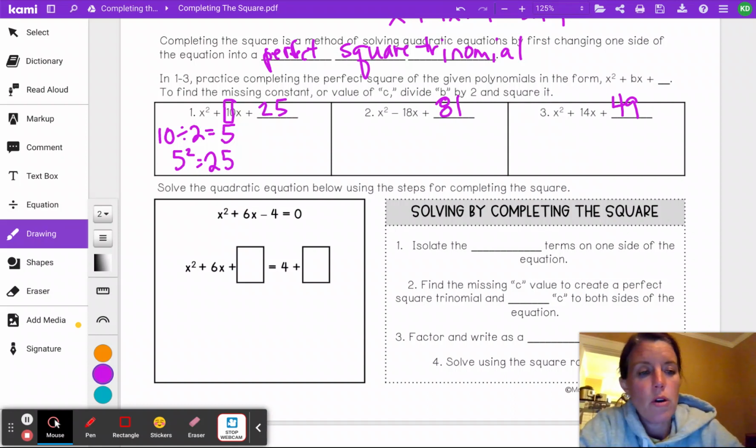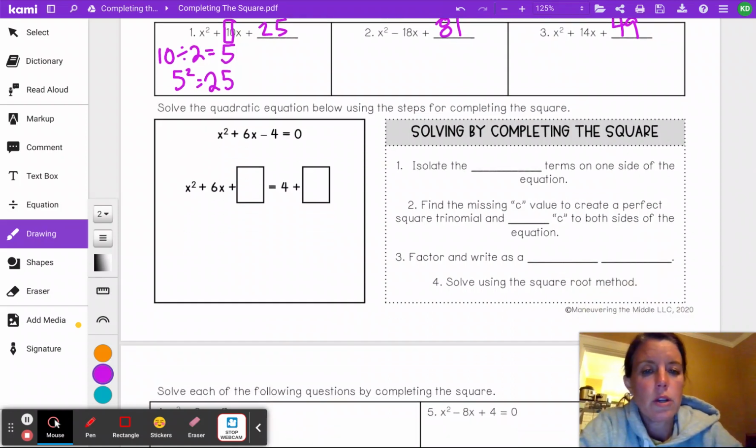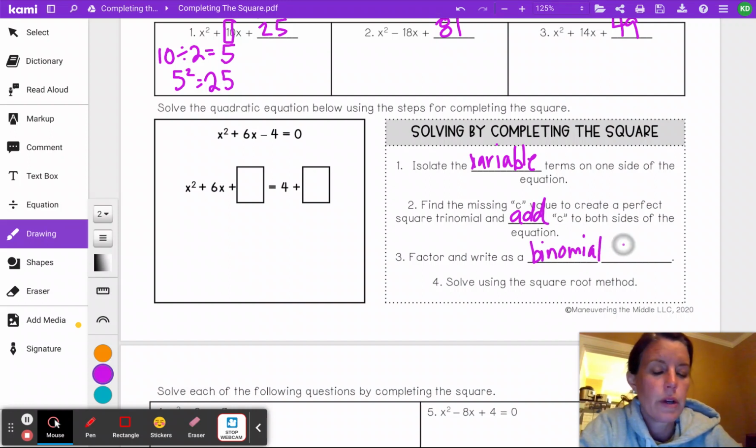Okay, so solving by completing the square, you have to isolate the variable terms. Usually it's an x. Isolate those to one side of the equation. So just make sure all of your variables are on the same side. Find the missing c value to create a perfect square trinomial and add that c to both sides of the equation. That's huge. Add it to both sides of the equation. And then factor and write as a binomial squared. Binomial squared is just like that parentheses of x plus 2 squared.